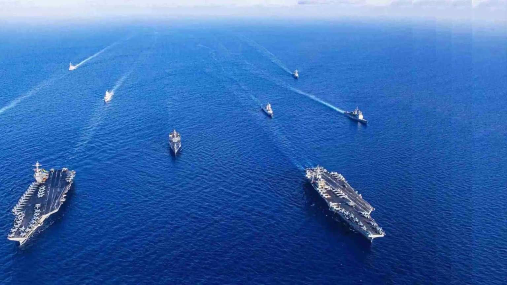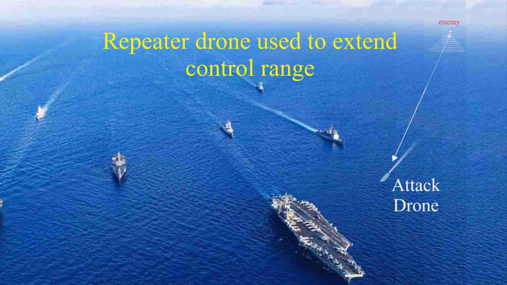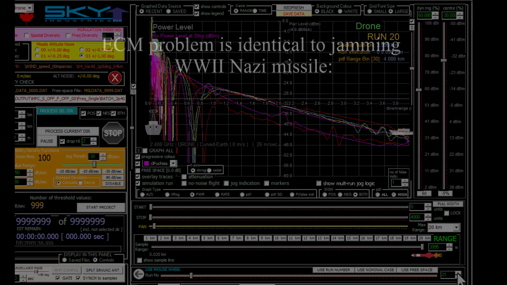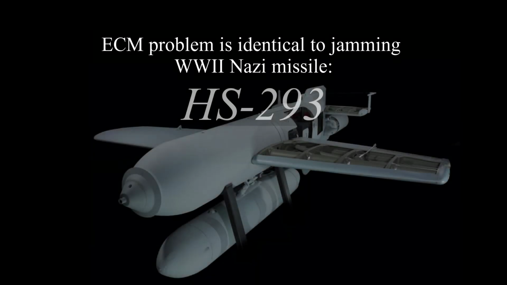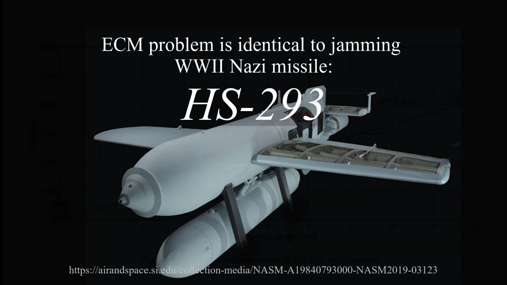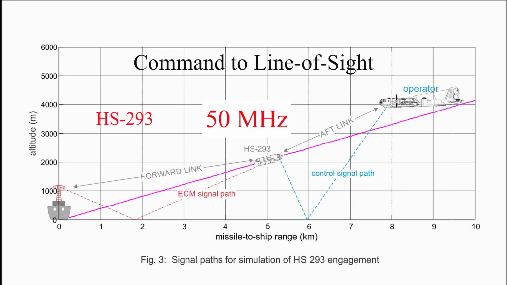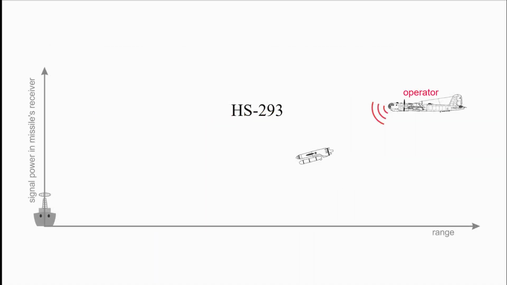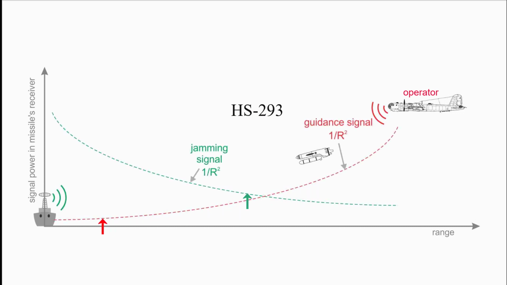And what if the surface drones were accompanied by a high-altitude repeater drone? And what about the propagation issues in this? And you know what? From an ECM point of view, this problem is identical to jamming the World War II German HS-293 guided missile, which was a command-to-line-of-sight air-launched anti-ship missile, the first one ever, actually. And the damn peculiar part of the problem is that as the missile gets closer to the ship, the guidance signal becomes weaker and the jamming signal becomes stronger.